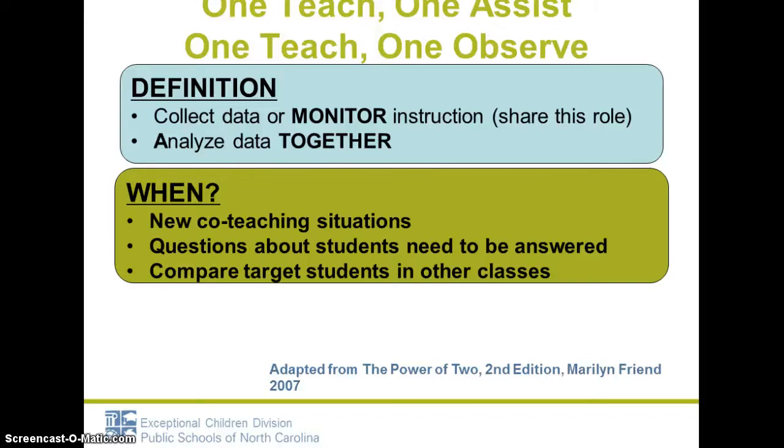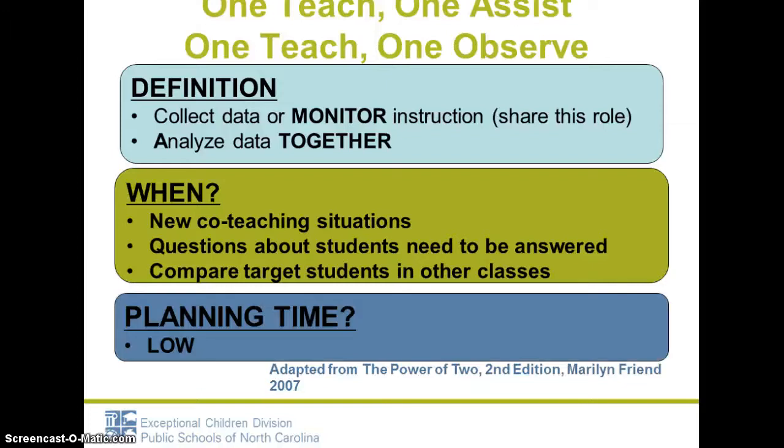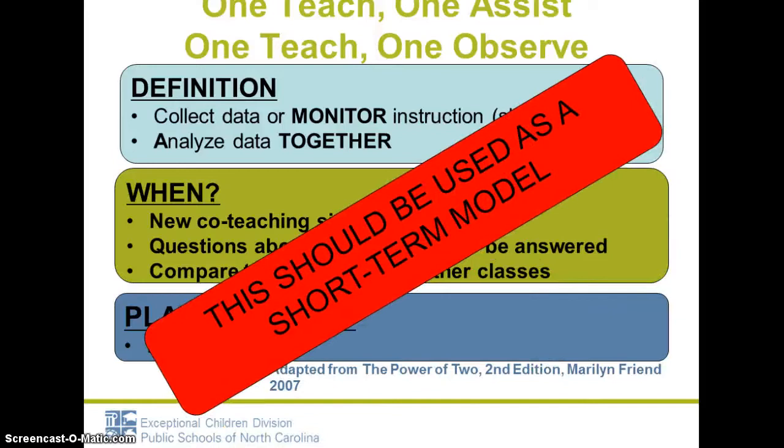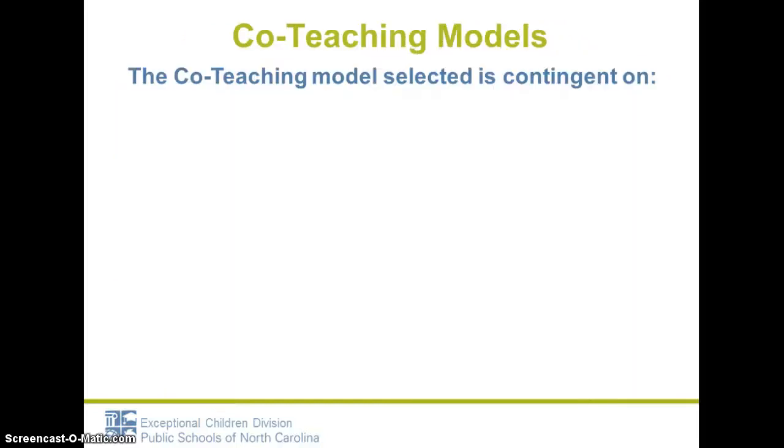So you might want to use it when you're new to a co-teaching situation. That should be only for a very short period of time. Or when you have questions about student need that need to be answered, or when you need to compare target students across classes. The planning time for either of these approaches is very low. However, this should be used as a short-term model. We don't want to see this model used a lot in our classrooms, as it's not taking advantage of having two highly qualified professional teachers within the classroom.